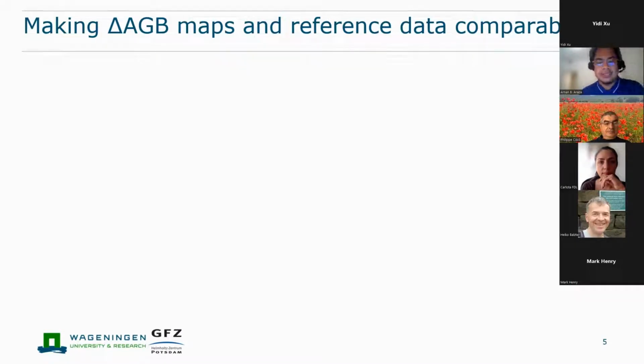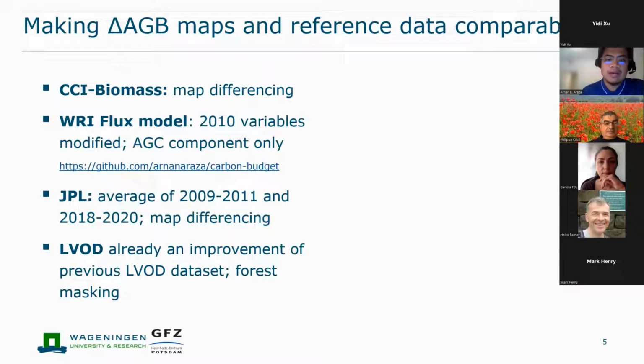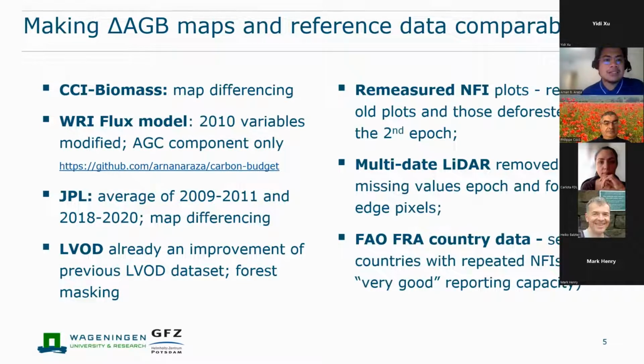With all these pre-processing and quality filters, the next big step would be to make the maps and the reference data more comparable. It's quite straightforward for some maps, while other maps needed some extra modification. For example, for the flux model, we needed to change all the variables related to the 2000 baseline into a 2010 baseline.